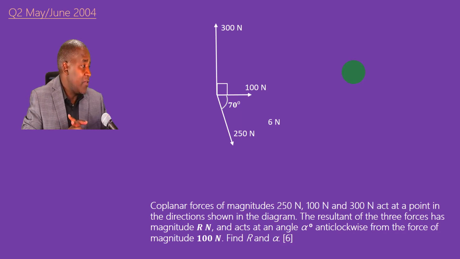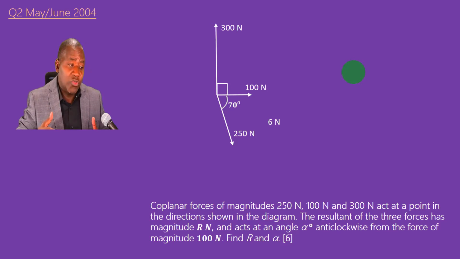Like for instance, in the 2003 paper, you've already gone through it. There was a question that was asking us to calculate the components of the resultant force. Remember, the resultant force has got how many components? 2. And these 2 components are always perpendicular to each other. So let's see what we are required to do here.